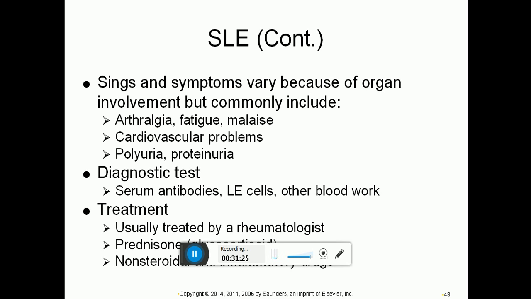The treatment is usually dealt by a rheumatologist. Cortisone is used very widely for these patients, and also nonsteroidals. But then again, the treatment has to focus on what part of the body is being attacked. Although prednisone is more of a widely used drug, and works for any kind, either for the encephalitis or glomerulonephritis. But sometimes they need even more severe, or stronger drugs than just the cortisone.